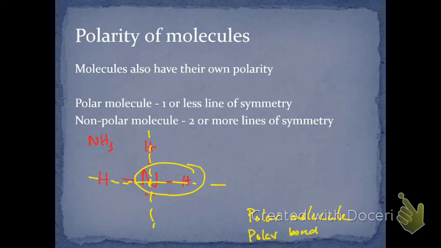So I just want to show you that there's two types of polarities. One of the whole molecule, and if you want to find the polarity of the whole molecule, you have to take a look at the lines of symmetry. And then the polar bond, that's when you do the subtraction, the difference of electronegativity. So there's two types of things we're looking at here. So we've learned about polar bonds, or the polarity of bonds, and then we're also looking at the polarity of molecules.